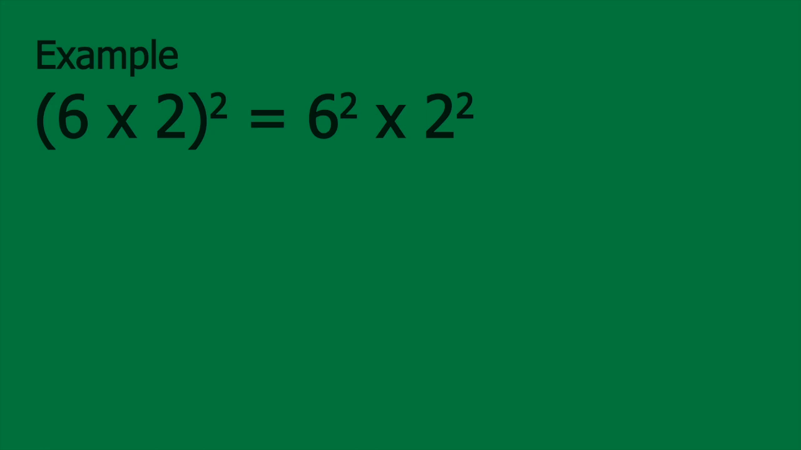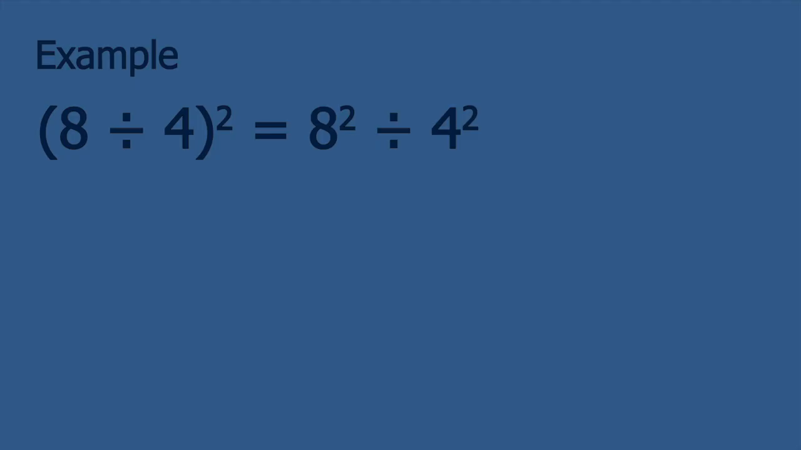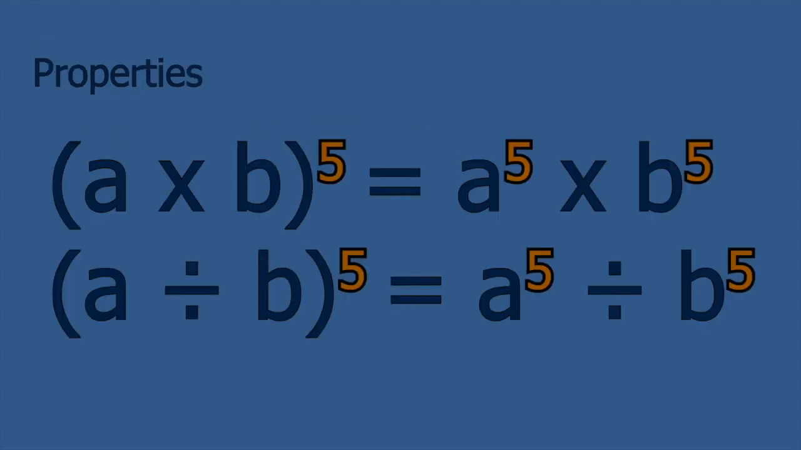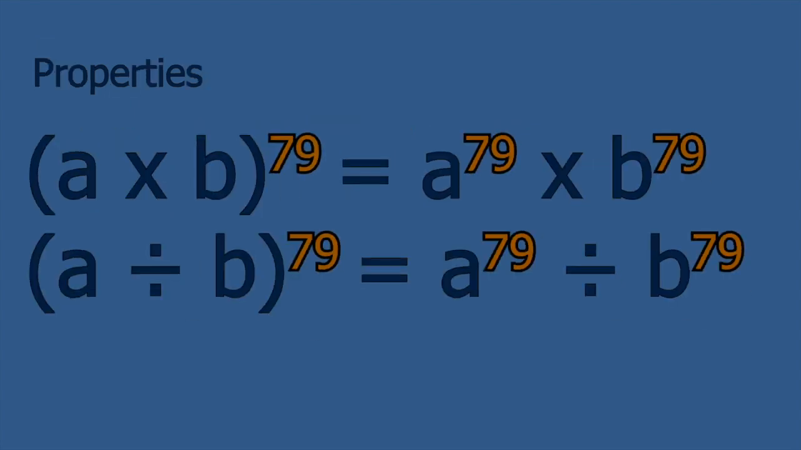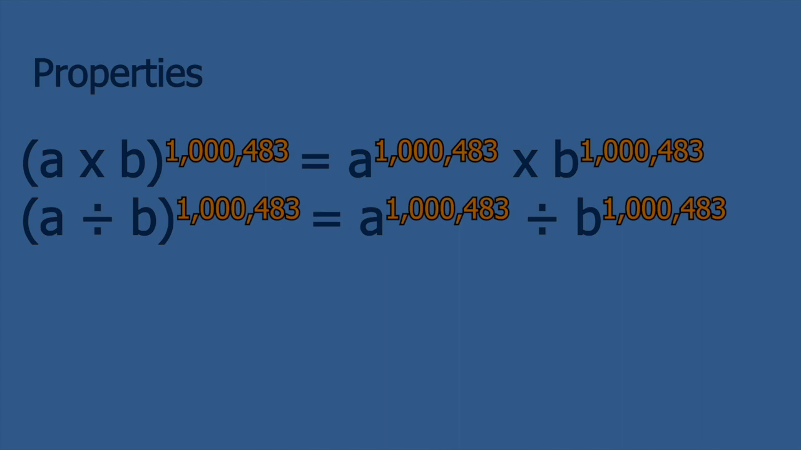6 times 2, in parentheses, squared is the same as 6 squared times 2 squared, which is equal to 144. Well, if we use the other version, 8 divided by 4, in parentheses, squared is the same as 8 squared divided by 4 squared, which is equal to 4. Now, it doesn't just work with exponents of 2. Guess what? If you change the exponents to 5, 79, 1,483, right? The properties will still work.